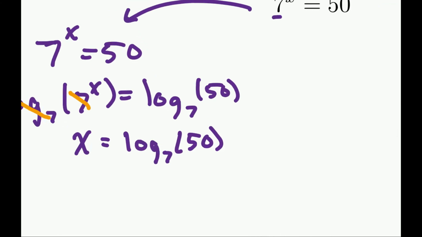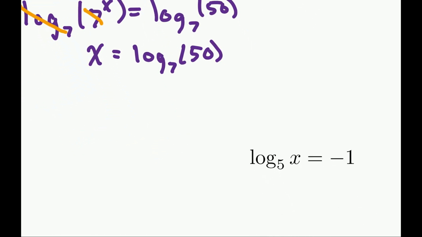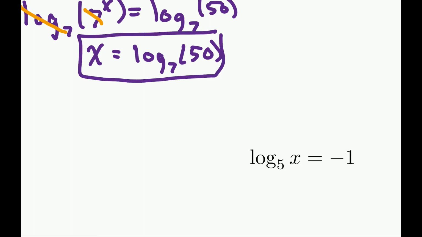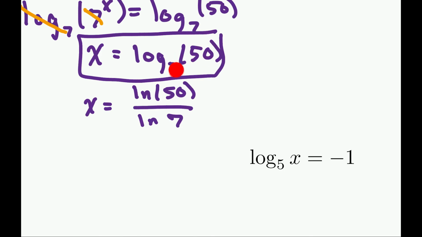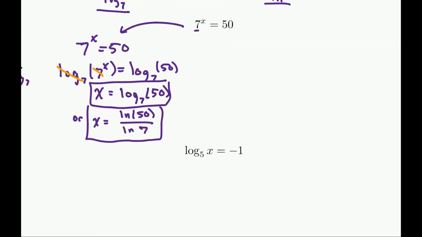Okay, now the problem with this is you don't have a log 7 button on your calculator. This is technically the correct answer, but you can't just type that in and get a decimal on your calculator without using the change of base formula. If you do use the change of base formula, what this would be log or ln, I'll say ln 50 over ln 7. That's with the change of base formula. So you do ln 50 and then ln 7. And these are the same number. So that's one way to do it.